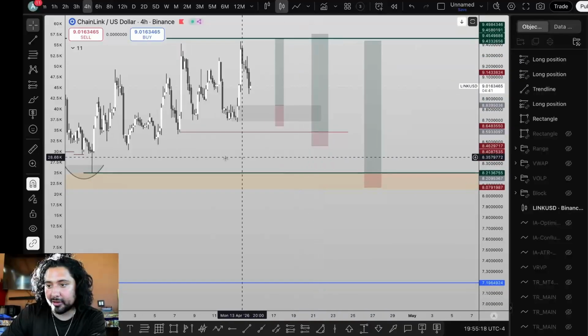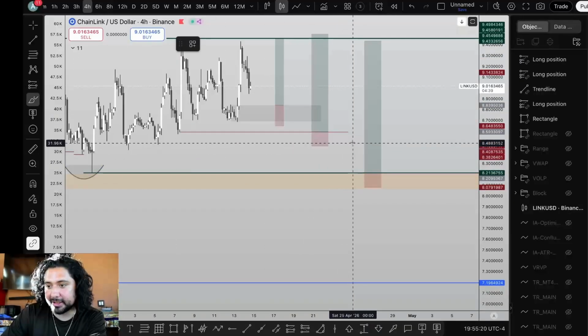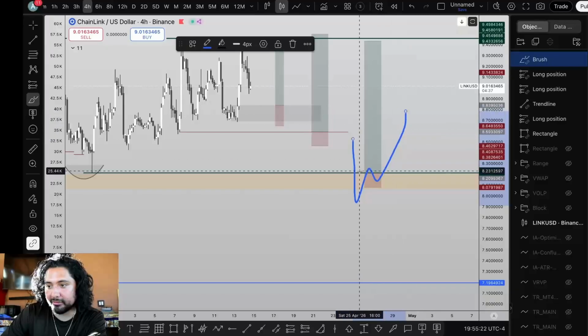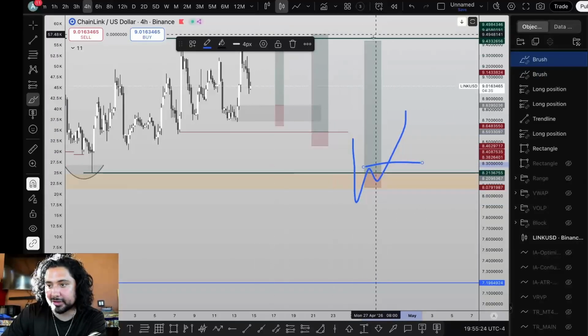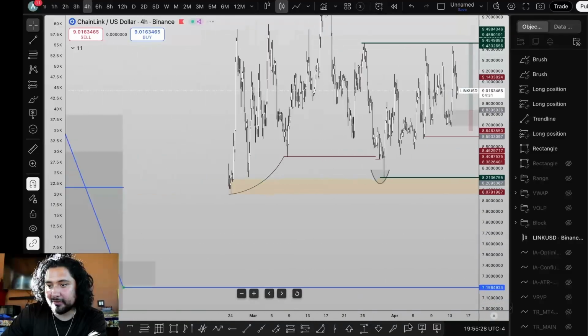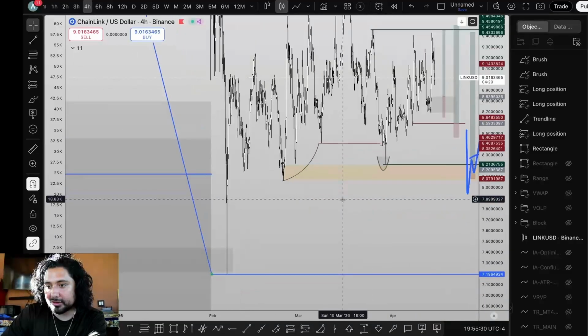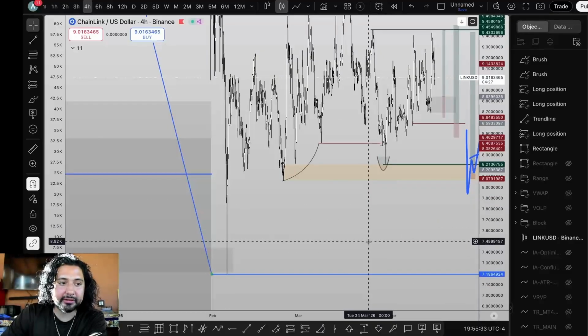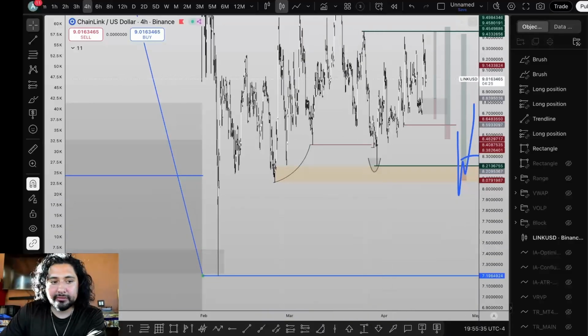If we get a quick move down out of here, something like this, a quick move down, reclaim, break of structure, back into the reclaim to target the high of this range. But I do believe if we start getting 4-hour closes underneath this low, there's no reason why we're not going to fill more of this wick, period.